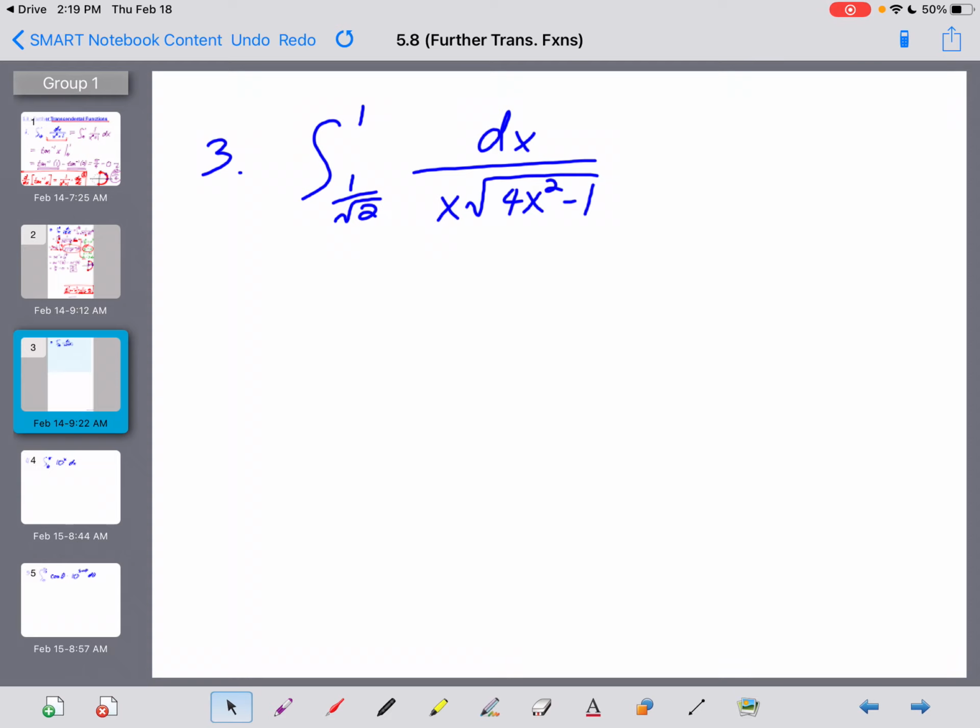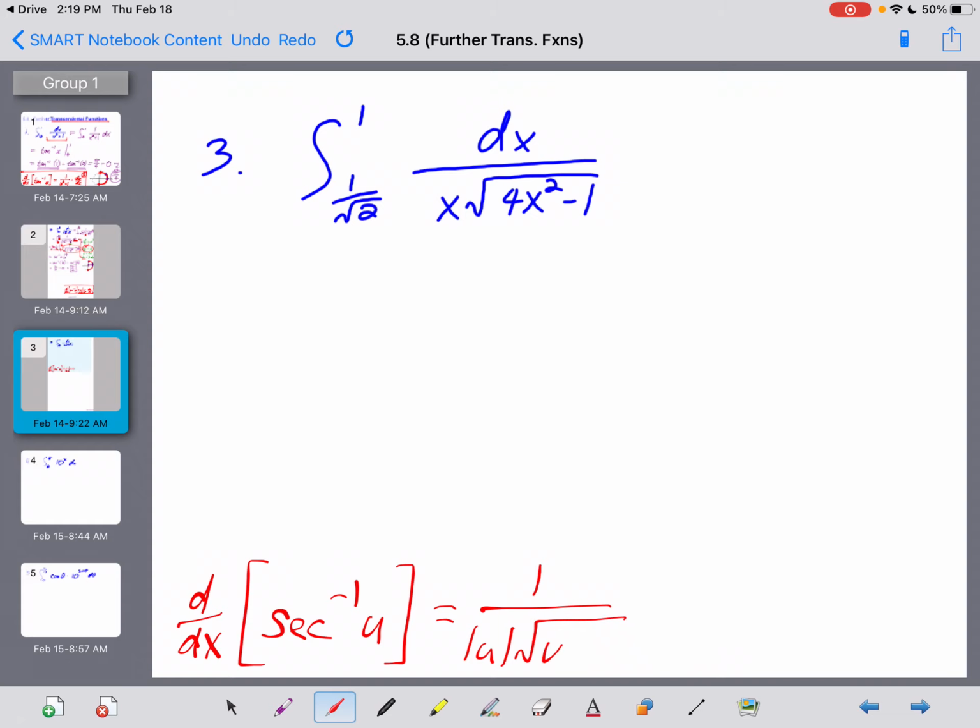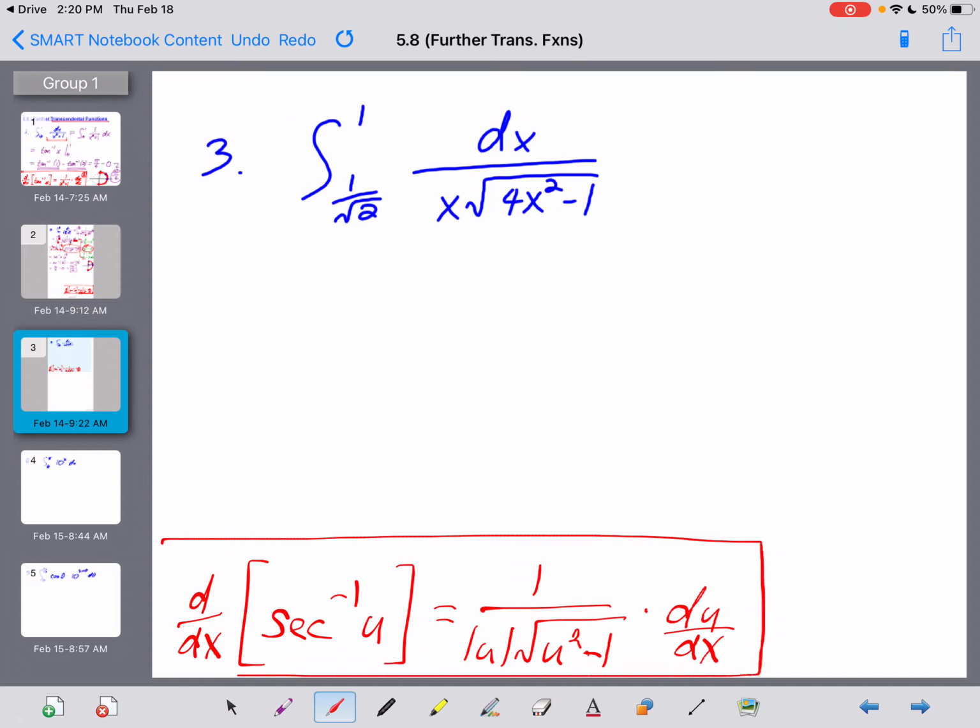Once again, hate to sound like a broken record here, guys, this is kind of sort of a little bit related to a derivative that we learned in 3.8. The derivative with respect to x of, and I don't know if you guys remember this one or not, inverse secant of u. That derivative there is equal to 1 over, and this one gets a little weird, an absolute value of u on the outside multiplied by the square root of u squared minus 1 multiplied by a du dx at the end of everything. So that's the derivative here from 3.8 that we're going to need to do this problem.